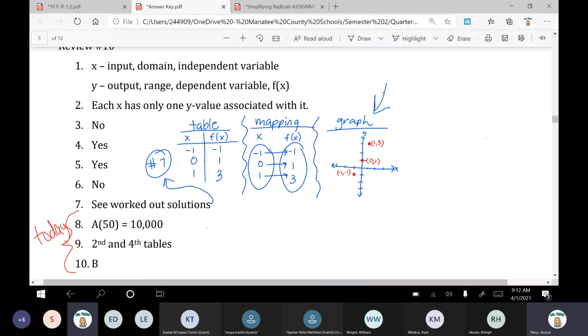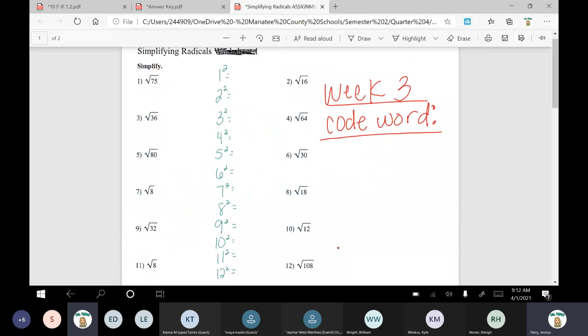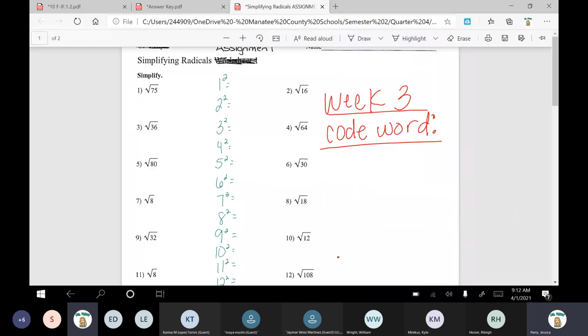Alrighty, so I see lots of people saying they're good. Perfect. So the assignment for today is on simplifying radicals, what we worked on with our notes yesterday. But before we do that, let's talk about our week 3 code word.